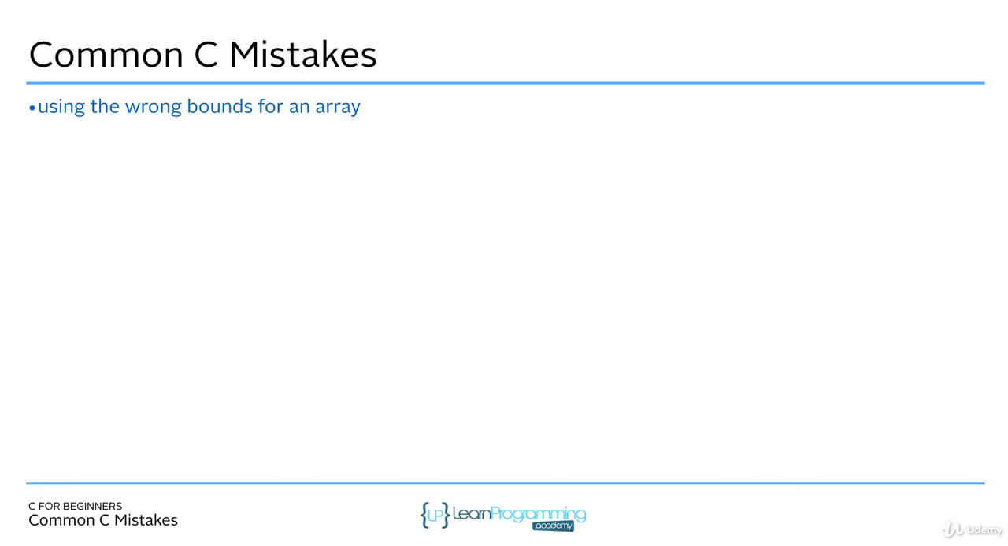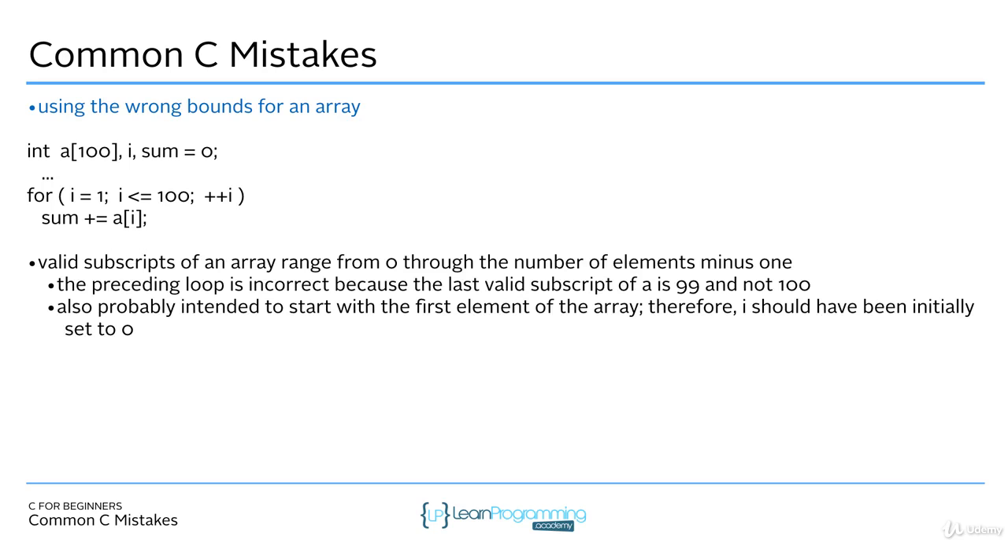Using the wrong bounds for an array, an out of bounds exception. Here we're declaring an integer array of size 100, and then a couple variables i and sum, with only sum being initialized. And we go through our loop, and we say for i equals 1, i is less than or equal to 100. That's incorrect, because the size of 100 means that there are 100 elements in the array, but arrays are zero-based, so the first element is 0. The max index that you can assign or access in the array is 99.